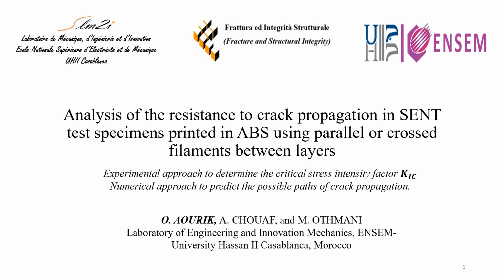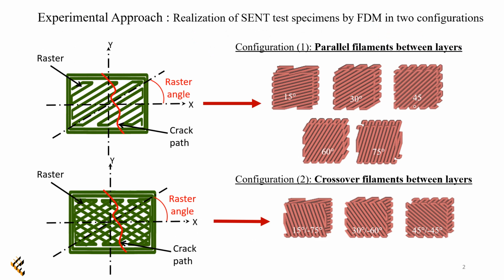The article is entitled Analysis of the Resistance to Crack Propagation in Scientist Specimens Printed in ABS. To do so, we have designed two approaches. The first is experimental, to determine the critical stress intensity factor, and the second is numerical, to predict the possible paths of crack propagation. The first step in the experimental approach is the realization of scientist specimens by the FDM technique.